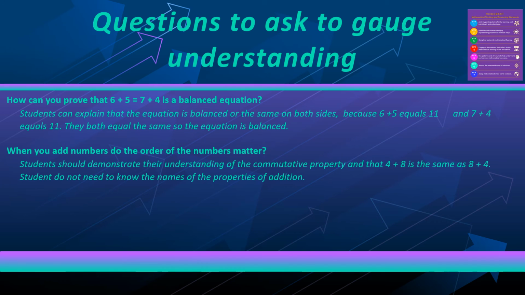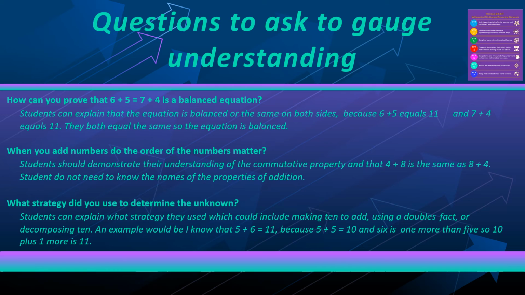I could also ask, "When you add numbers, does the order of the numbers matter?" Here we would want our students to demonstrate their understanding of the commutative property and that 4 plus 8 is the same as 8 plus 4. Students don't need to know the name of the properties, they just need to understand how they work.